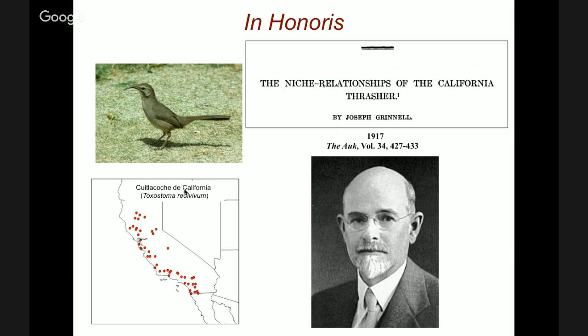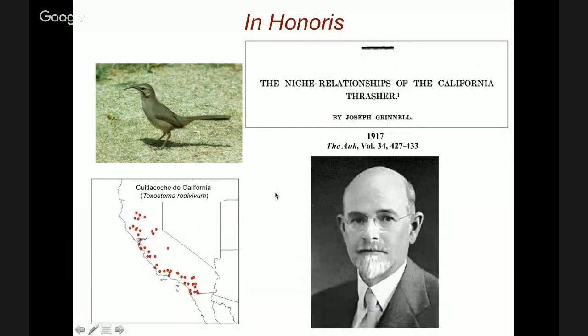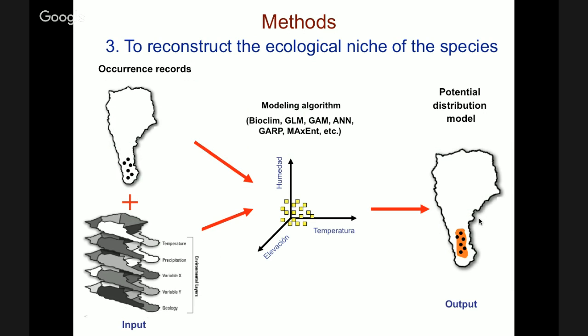So what we needed to test these ideas was a bunch of data with abundance information across the whole distribution of the species. So we went to the BBS, the Breeding Bird Survey database, which has counts of birds across the distributional range of all species in North America and southern Canada for several decades now. Then we needed the niche dimensions or niche variables, so we used the WorldClim and other variables, and then we modeled the ecological niche of the species using standard techniques for modeling niches. In this case, we used GARP.